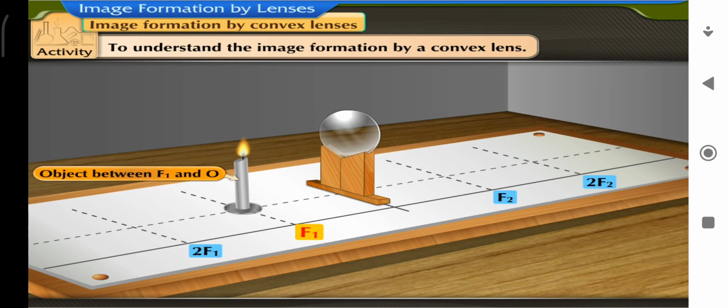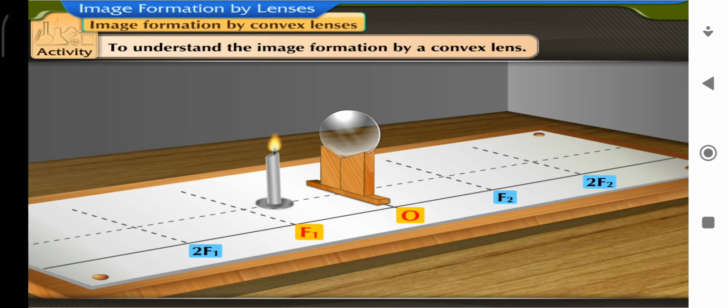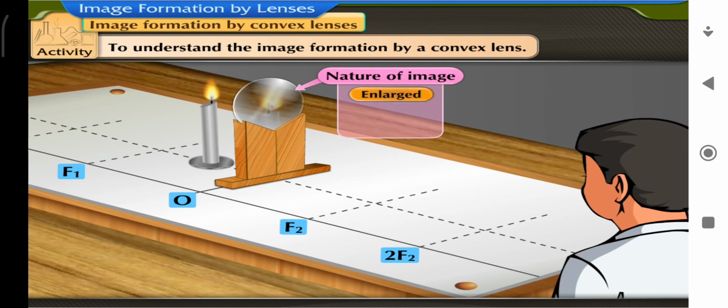Object between focus f1 and optical center O. Place the candle between focus f1 and optical center O. Try to locate the image on the screen kept on the other side of the lens. It is not possible to obtain the image of the candle on the screen. You can view an enlarged and erect image of the candle on the same side of the lens. It is a virtual image. Let us tabulate our observations.